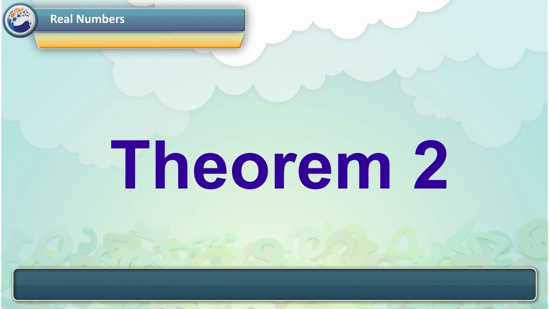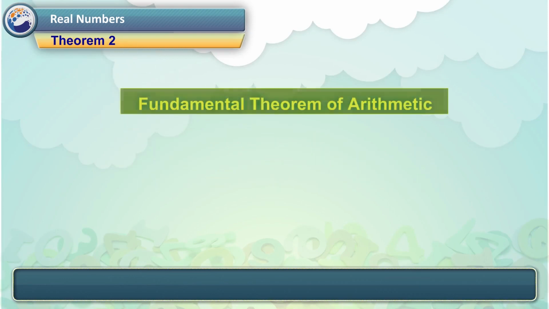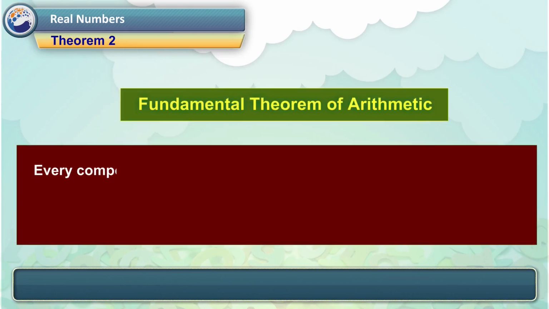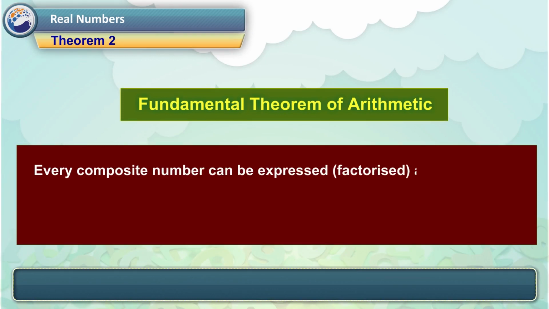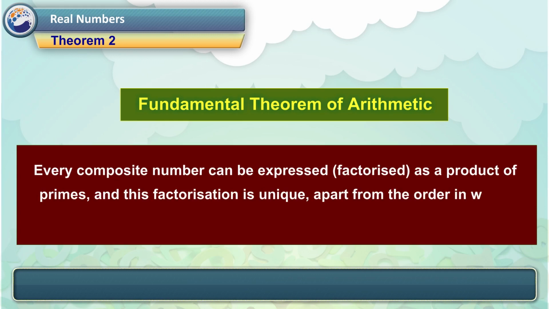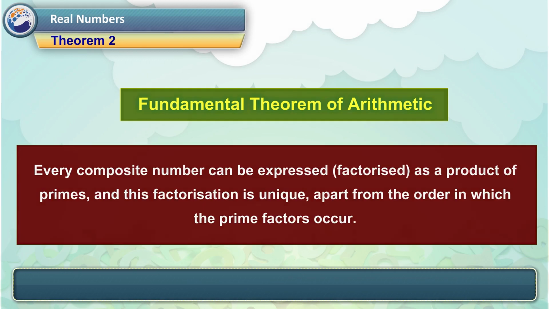Theorem 2. Fundamental theorem of arithmetic. Every composite number can be expressed, factorized, as a product of primes, and this factorization is unique apart from the order in which the prime factors occur.